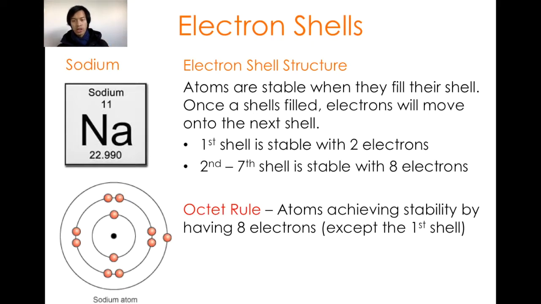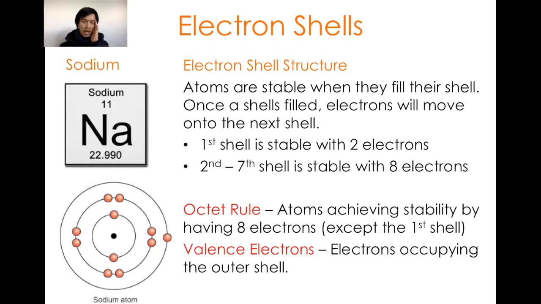This is what we call the octet rule, which means atoms achieve stability energetically by having 8 electrons in their shell, right? With the exception of the first shell, which only wants 2, okay? And the electrons that are doing that filling up process are what we call the valence electrons. They're the ones that are occupying the outer shell, right? And so you can see here, sodium will have in its first shell 2, and that's stable, so it moves on to 8, and then it fills up the 8, and then it'll move on to the next one, which will have 1.